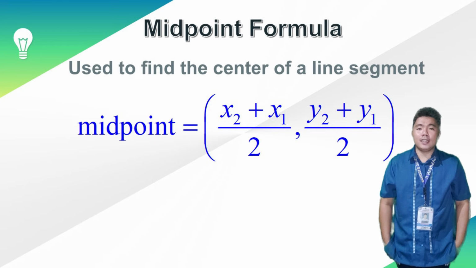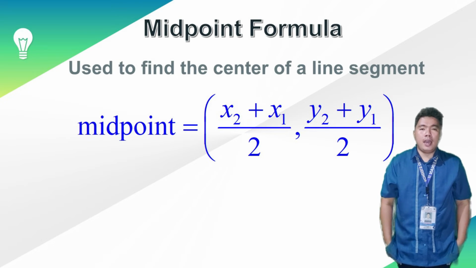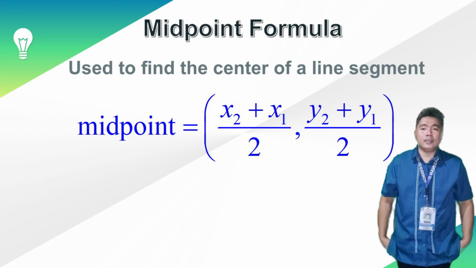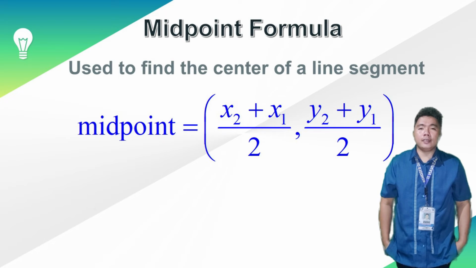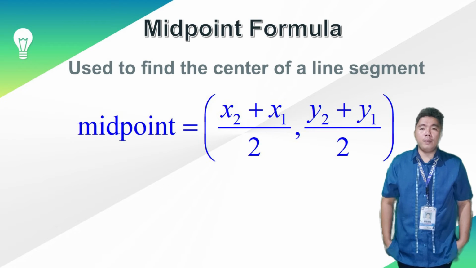Okay, grade 10 students, after we have the distance formula, let's proceed now with our midpoint formula. And let's start by defining what it is. It is used to find the center of a line segment with the formula of midpoint, that is equal to the quantity of x sub 2 plus x sub 1 over 2 and y sub 2 plus y sub 1 over 2. Remember that in a midpoint, we are getting the center point of a given line segment.